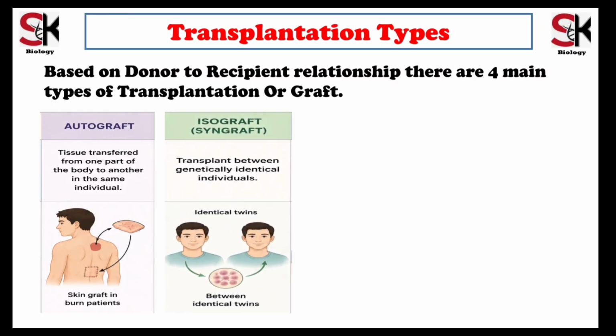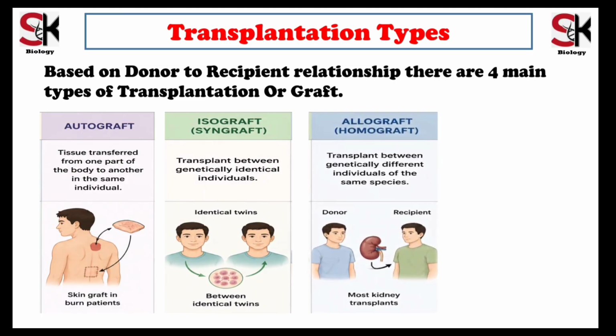The second one is isograft, also called syngraft. In this, the transplant is between genetically identical individuals, mainly identical twins. The third one is allograft, which is also called homograft. Here, the transplant is between genetically different individuals of the same species. That is, the donor will be a human and the recipient will also be a human. Mostly, kidney transplant is done, which is an allograft.